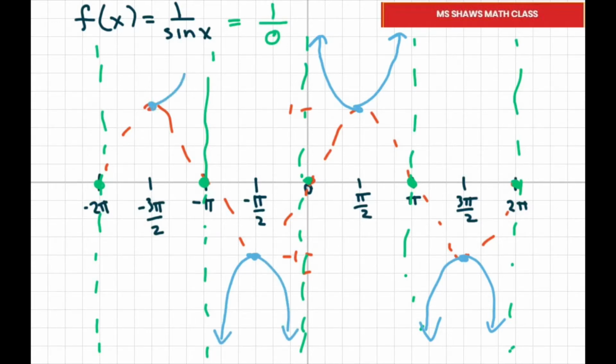Alright. So where is y equals cosecant of x continuous? Well, it's continuous between 0 and pi, but it cannot be 0 and pi. So that would be 0 and pi. It's also continuous between pi and 2 pi, but it can't equal it, so that's open intervals.